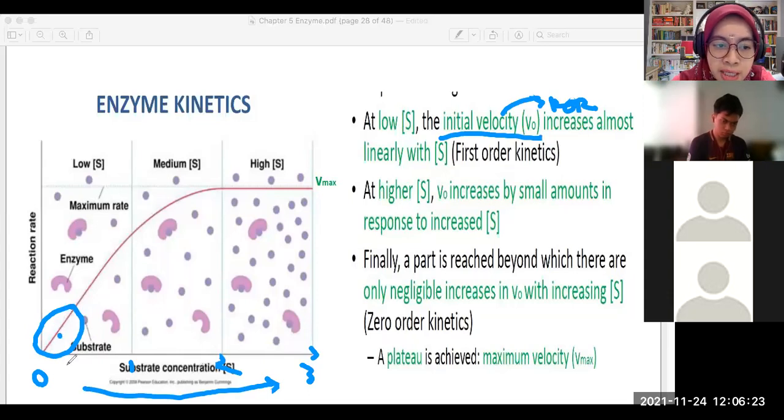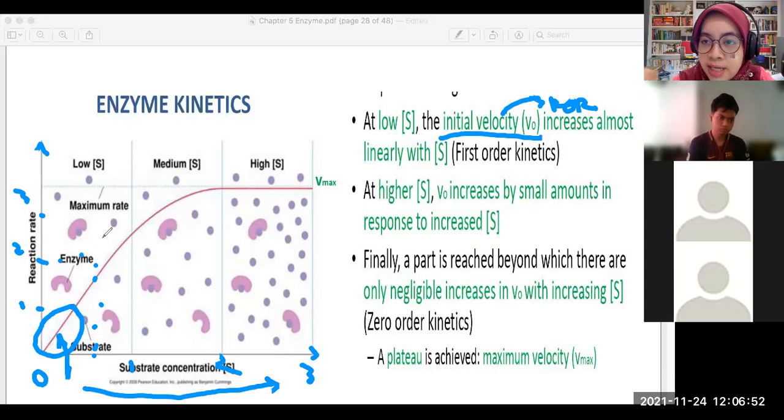So what we can explain here is that at low concentration, as the substrate concentration increases, the rate of reaction increases. Kan makin naik kan? Let's say this is the rate of reaction, and let's just put numbers 1, 2, 3. At concentration 0.1, maybe the rate of reaction is 1. At concentration 0.5, maybe the rate of reaction would be 2. So the relation is linear. They will increase together. Initial velocity again refers to the rate of reaction.